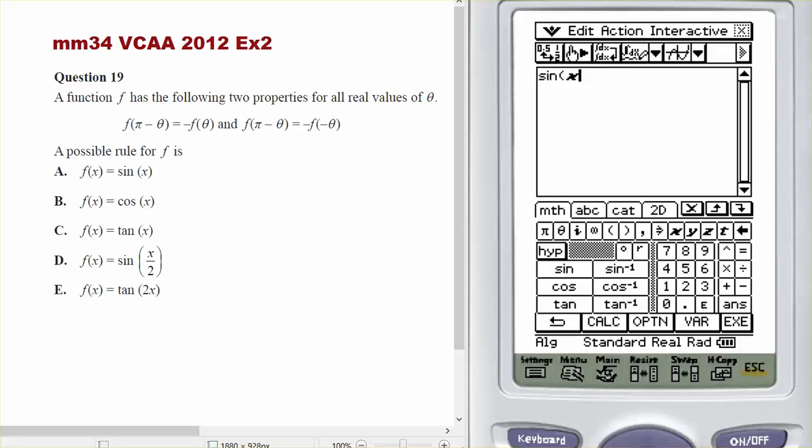This is for Year 12 Methods. It's question 19 from the 2012 exam 2, and I'd like to demonstrate how to use judge to try and work out which of these satisfies these two conditions. So I've got sine of x. I'm going to define it.